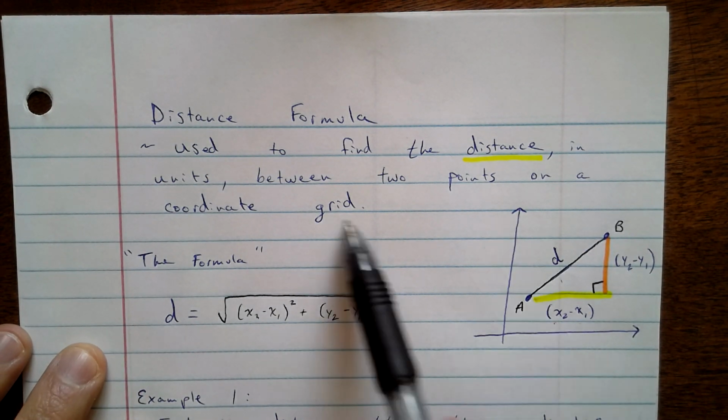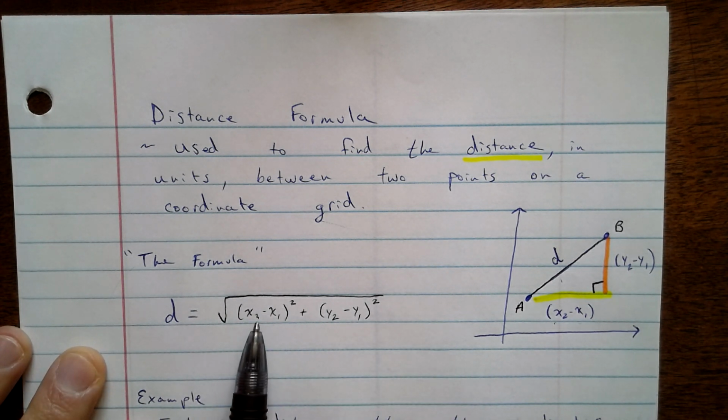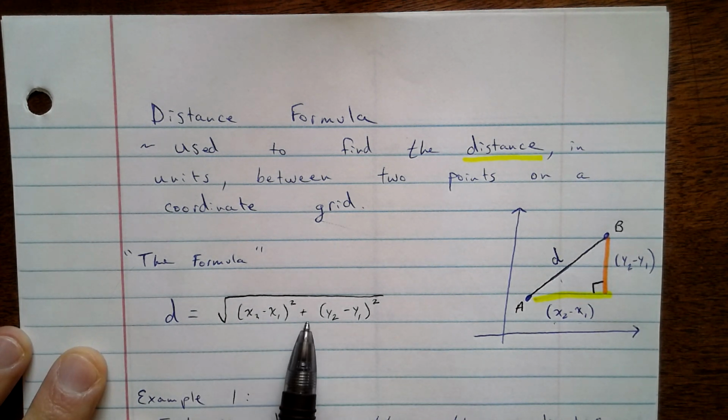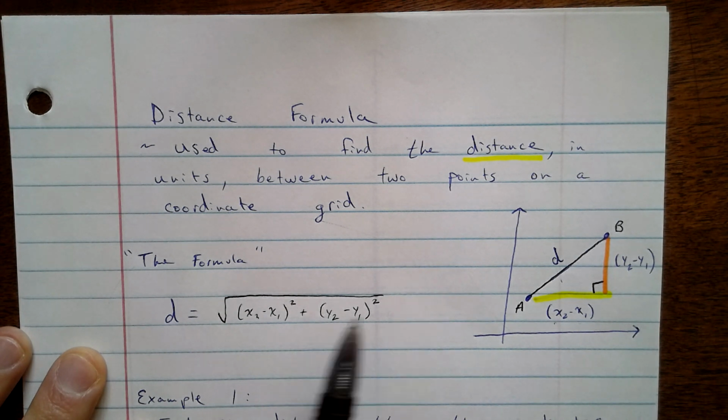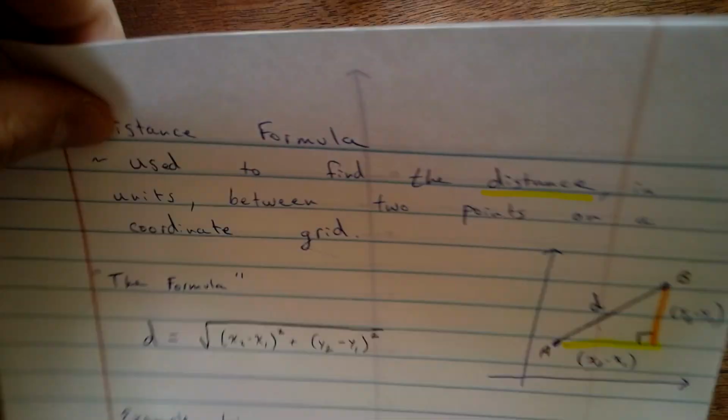Now, what you should start to see within this is the Pythagorean theorem. We've got a value that's squared plus a value that's squared, and then at the end, you take the square root of everything. It's very similar to the Pythagorean theorem, and we'll show exactly what that looks like with a couple examples today. All right, so let's hop into it.